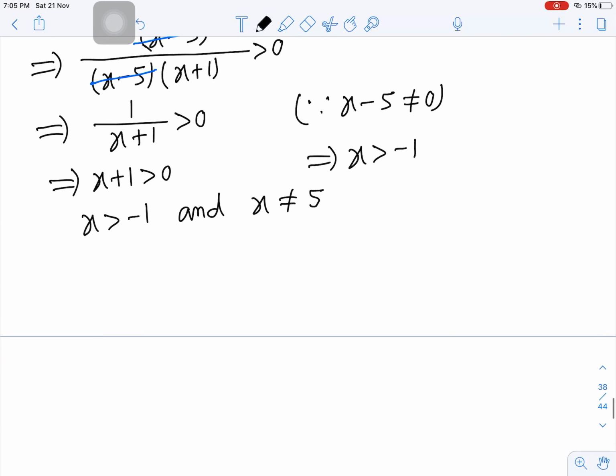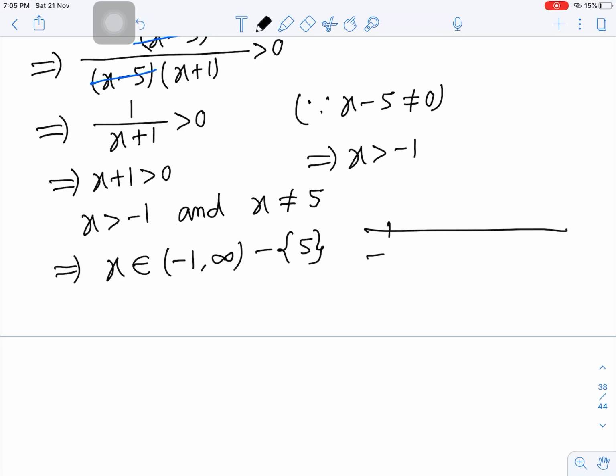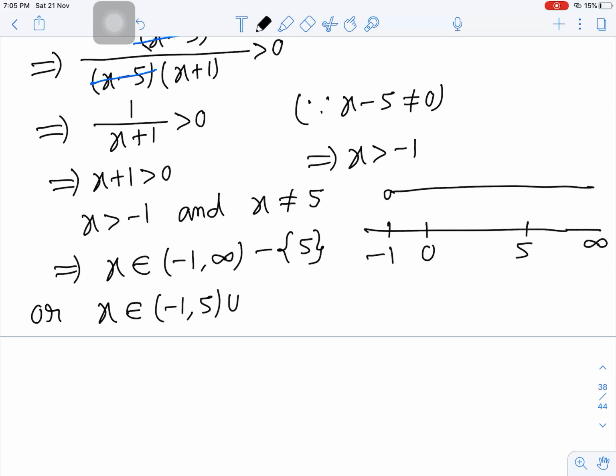So if you represent it as a solution, then you can say that x belongs to open interval minus 1 to infinity except 5. So it can't be 5. Why? Because if you plot, then minus 1, somewhere you will have 0, then somewhere you will have 5, and then infinity. So in this whole range starting from 0, 5 is not there, so you need to exclude 5. Or the other way to represent this would be x belongs to minus 1 to open interval 5 union open interval 5 to infinity. Okay, so both ways we can represent.